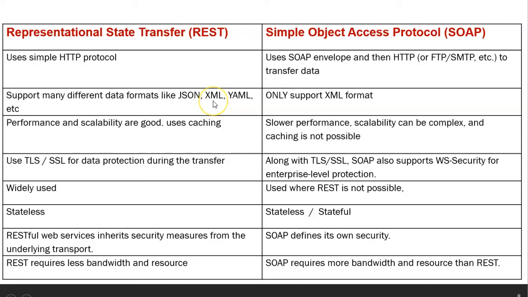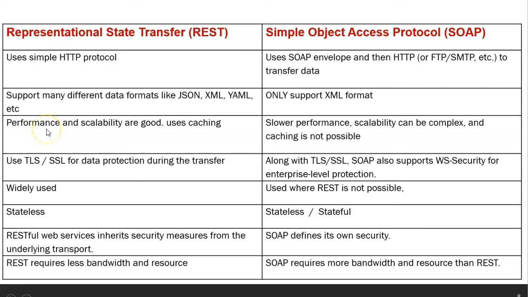REST supports many different formats like JSON, XML, YAML, etc. I have just discussed what the XML format is. Mainly JSON is widely used in the case of REST, but REST can use JSON, XML, YAML, and others. But SOAP only uses the XML format that we just discussed. We also discussed that HTTP is a stateless protocol, so REST only works on stateless functions. But since SOAP uses HTTP along with FTP and SMTP, it can be both a stateless and stateful protocol. SOAP supports both types of conversation, but REST only supports stateless.